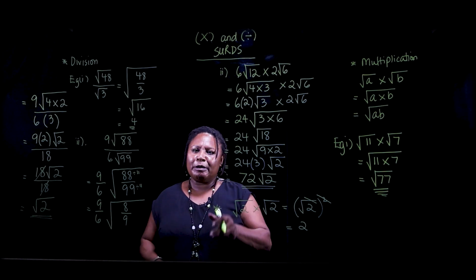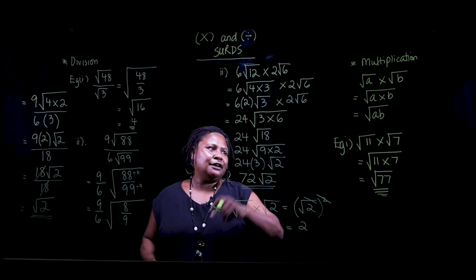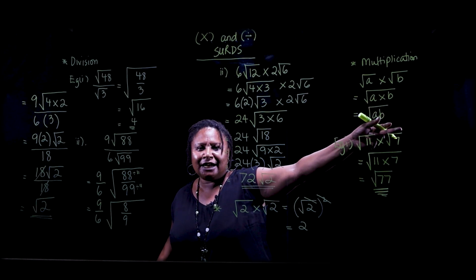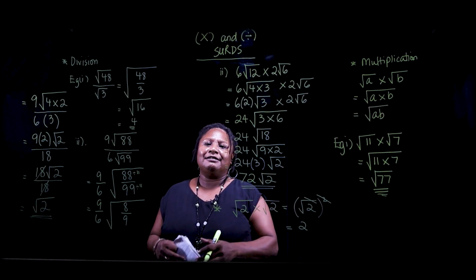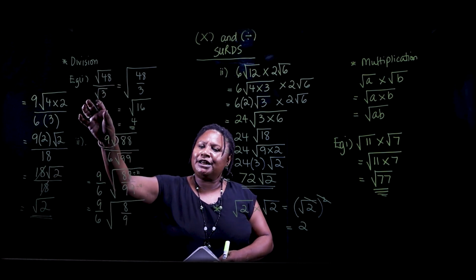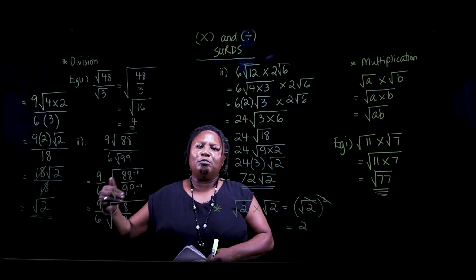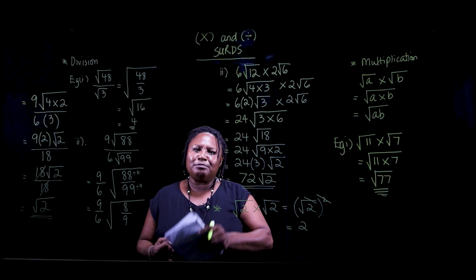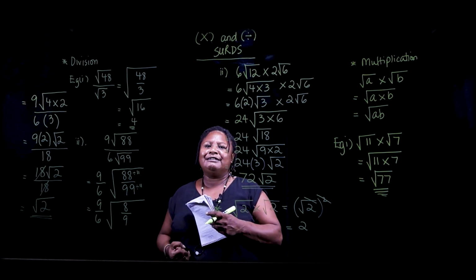Now remember, in multiplication, we multiply the numbers under the radical first. And in division, we divide the numbers under the radical before we move on with the working out, keeping in mind that we always simplify where possible.